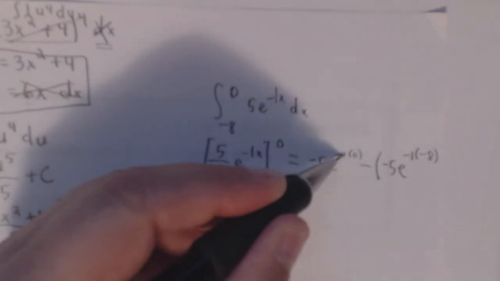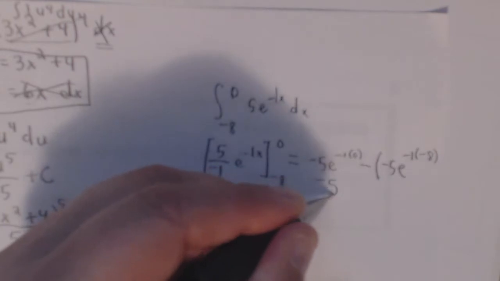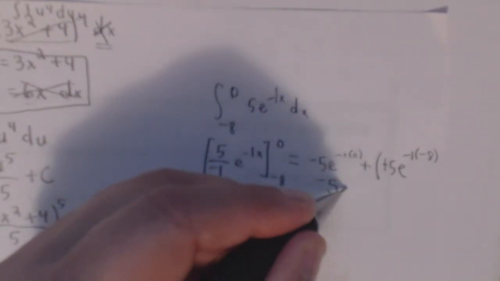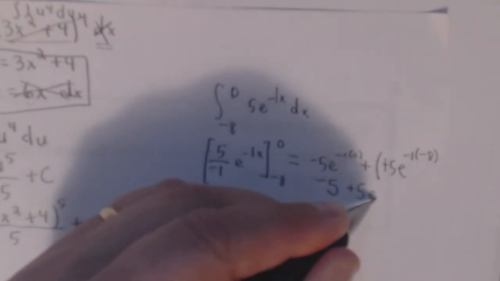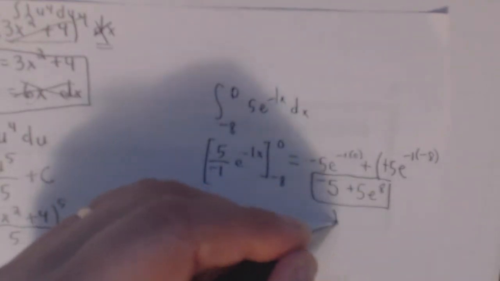So negative 1 times 0 is 0, so e to the 0 is 1. So this is negative 5. And then minus a negative is a positive 5e to the positive 8. If you type that into WebAssign, it will be happy.